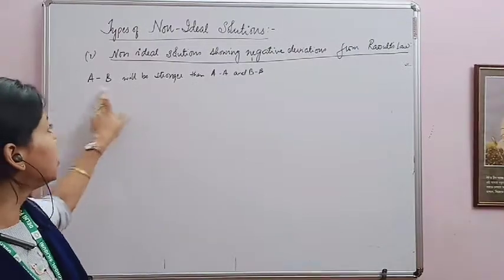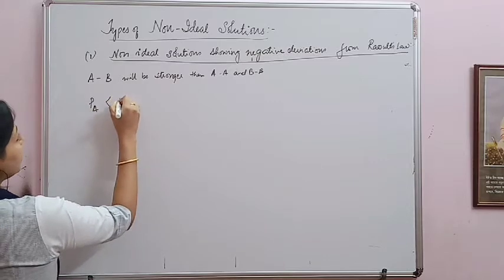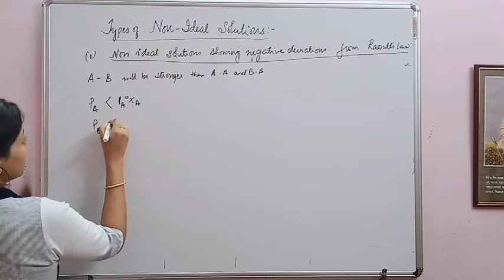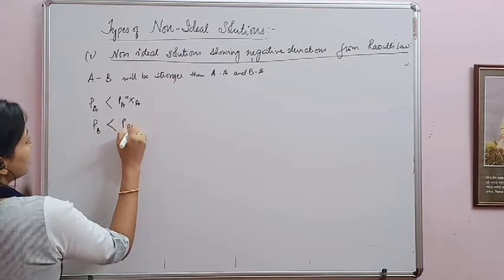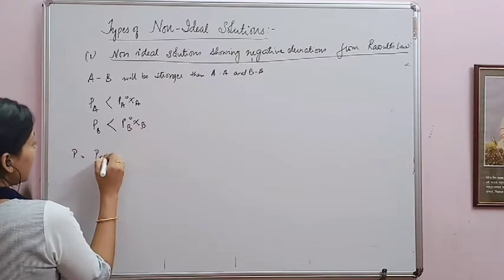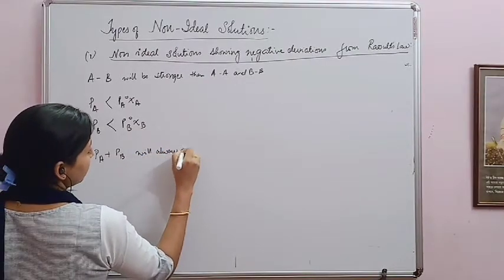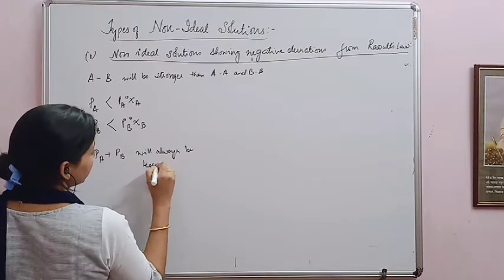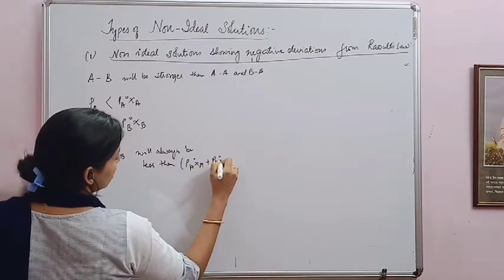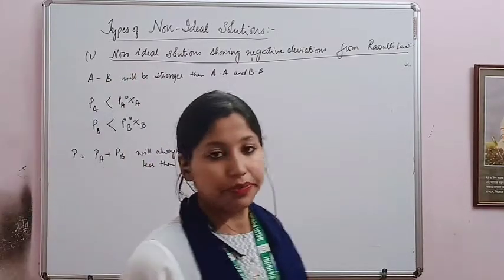If this happens, the partial vapor pressure of A will be less than PA0 chi A. Similarly, the partial vapor pressure of B will be less than PB0 chi B. And the total, that is PA plus PB, will always be less than PA0 chi A plus PB0 chi B. Alright, so this is about the vapor pressure.